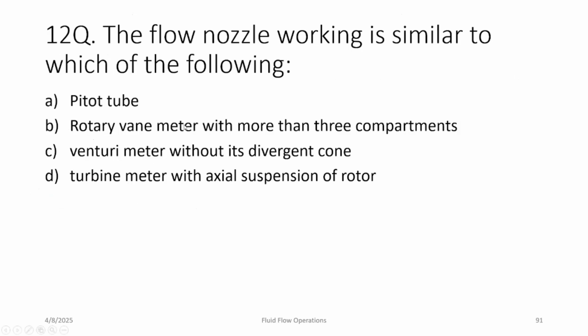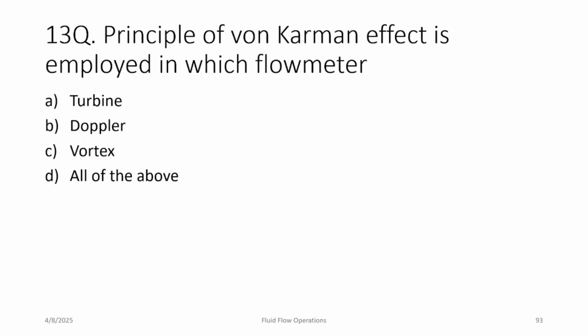So coming to the 12th question, the flow nozzle working is similar to which of the following? Option A, pitot tube, option B, rotameter with more than three components, option C, venturi meter without its divergent cone, option D, turbine meter with axial suspension of rotor. So the correct answer is venturi meter without its divergent cone. Okay, option C. So all these concepts were discussed in class.